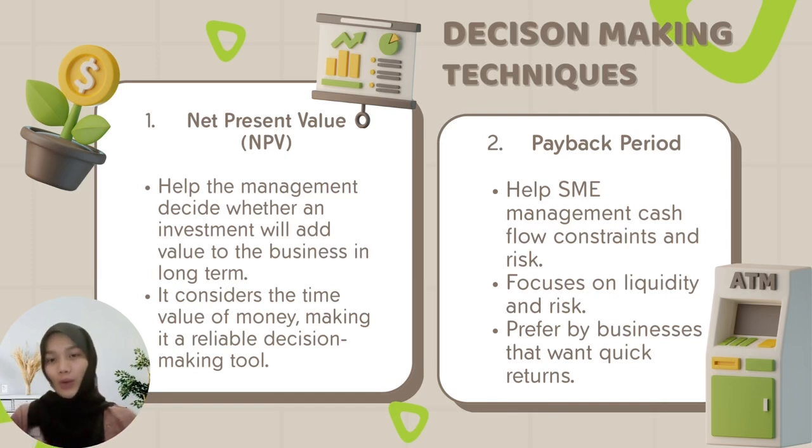The next one is payback period. This technique is simple to use because it ignores the time value of money, compared to NPV. It helps SME management with cash flow constraints and risk. Payback period also focuses on liquidity and the risk that the company may face in accepting or rejecting the project. It is also preferred by businesses that want a quick return.